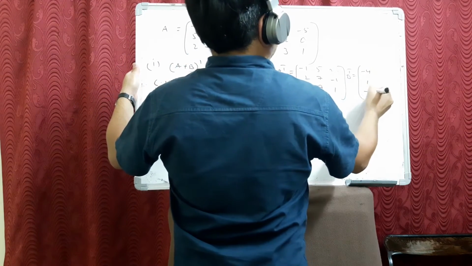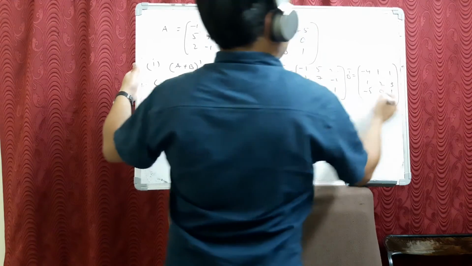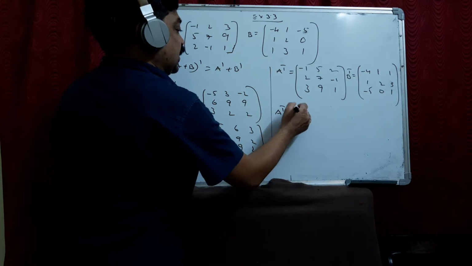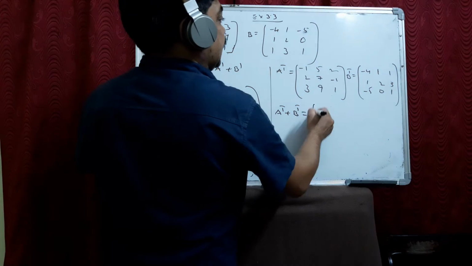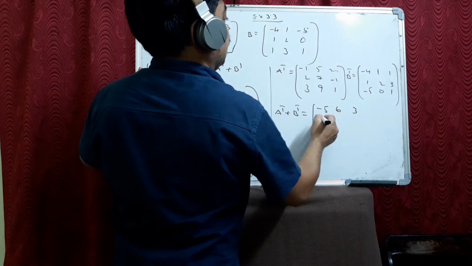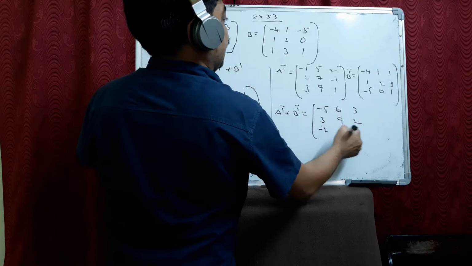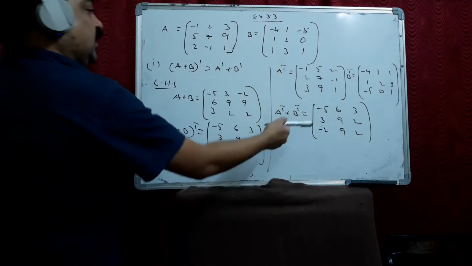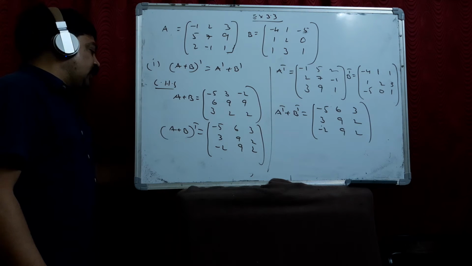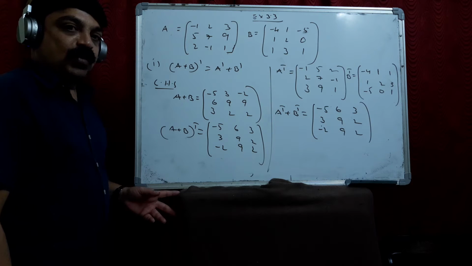Minus 4, 1, minus 5, 1, 2, 0, 1, 3, 1. Just write the rows and columns, interchange. Now A transpose plus B transpose is, just add them: minus 5, 6, 3, 3, 9, 2, minus 2, 9, 2. See, you will get the same thing. So, A plus B whole transpose is equal to A transpose plus B transpose.